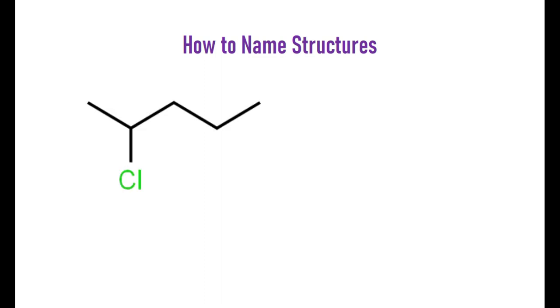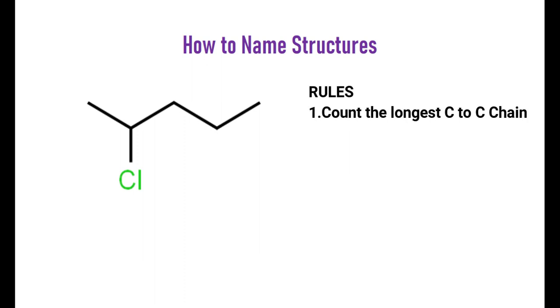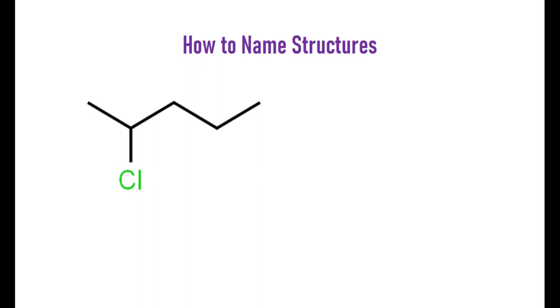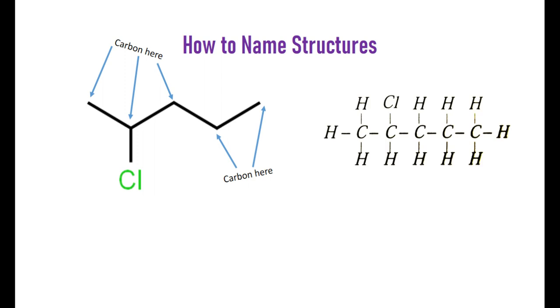Let's try this. To successfully name this, we need to follow some rules, and we can see that there is no double bond or triple bond, so we can be sure that it is an alkane. It has an attachment that is chlorine. These are the rules. First, count the longest carbon-to-carbon chain. Most of the questions you will face in your exams are going to be skeletal structures. One edge means that there's a carbon there. It's just like the normal structure that you know, except that the hydrogens are hidden.